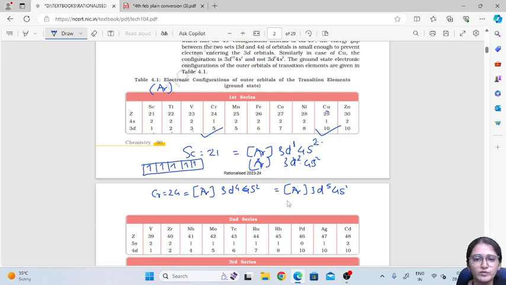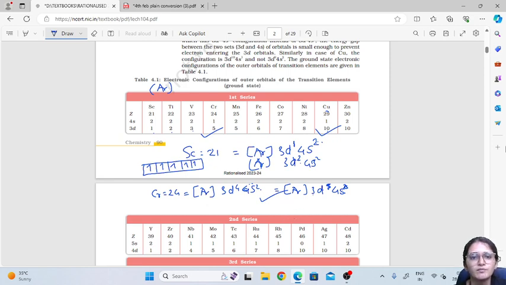That's why in chromium, when it is 3d4 4s2, if it takes one electron from this s, it will achieve this configuration 3d5 4s2. So this will attain the stability of chromium. So that's why it exists in 3d5 4s1. Similarly, copper is 29, so actually it is 3d9 4s2. But due to fully filled configuration, when it takes one electron from the s orbital, it achieves fully filled configuration. So that's why we have the 3d10 4s1 configuration of copper.